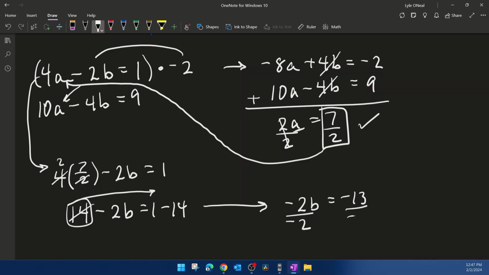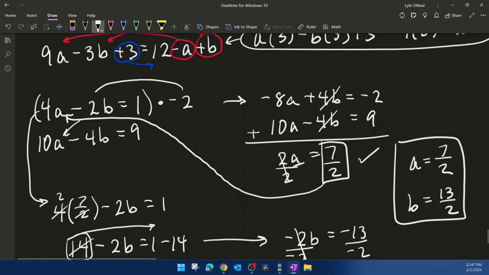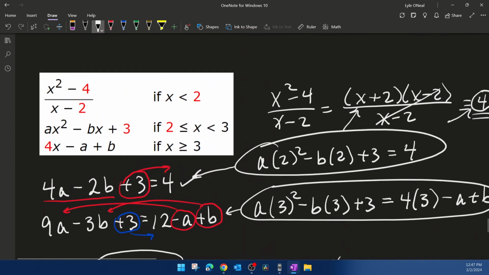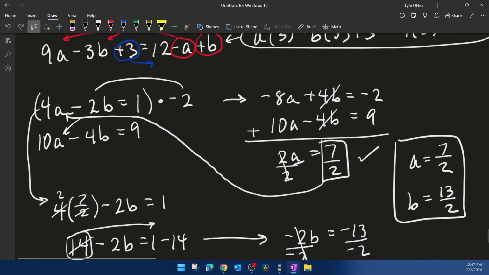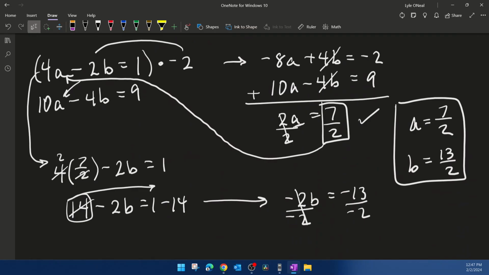Dividing by negative 2 is going to isolate the b. Okay, so writing these nicely. a is 7 halves. b would be positive 13 halves. And that's going to answer the question that they initially asked. What would be the values of a and b to guarantee continuity? And that's going to do it for this lesson.